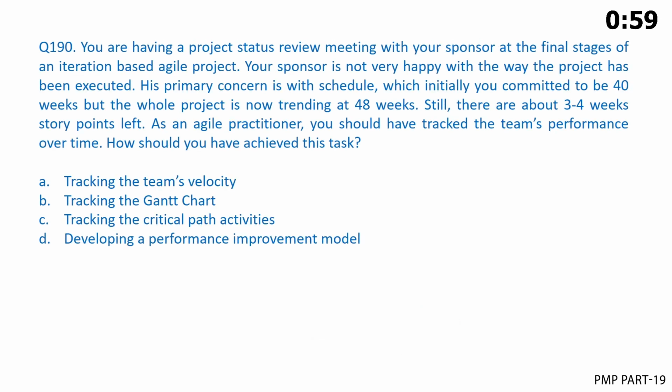You are having a project status review meeting with your sponsor at the final stages of an iteration-based Agile project. Your sponsor is not very happy with the way the project has been executed. His primary concern is with schedule, which initially you committed to be 40 weeks, but the whole project is now trending at 48 weeks. Still, there are about 3 to 4 weeks of story points left. As an Agile practitioner, you should have tracked the team's performance over time. How should you have achieved this task?